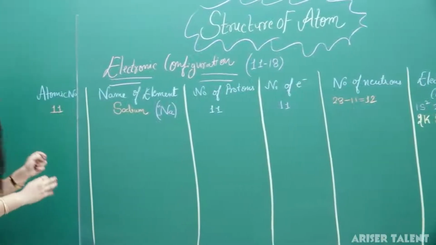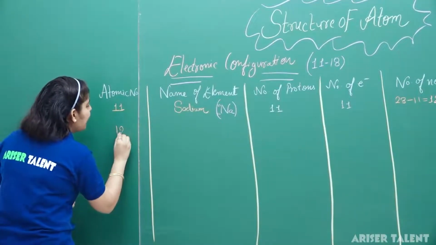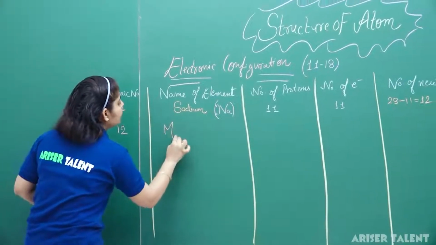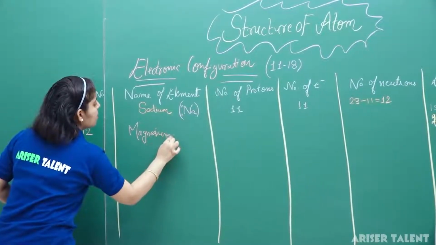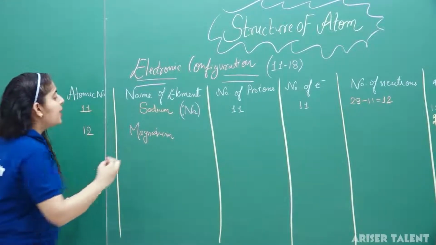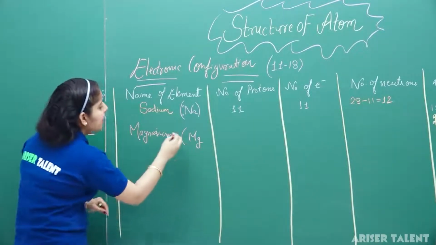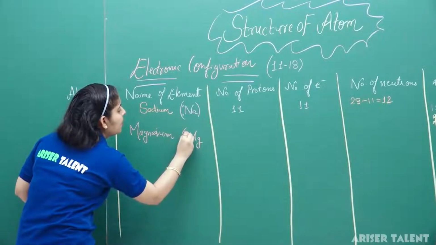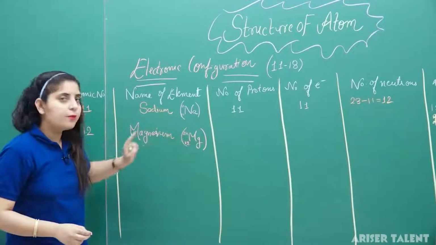Now proceeding to our next element, after sodium we have the element with atomic number 12, which is magnesium. For magnesium, the symbol is Mg. It has mass 24 and atomic number 12, so we can write it as 12Mg24.